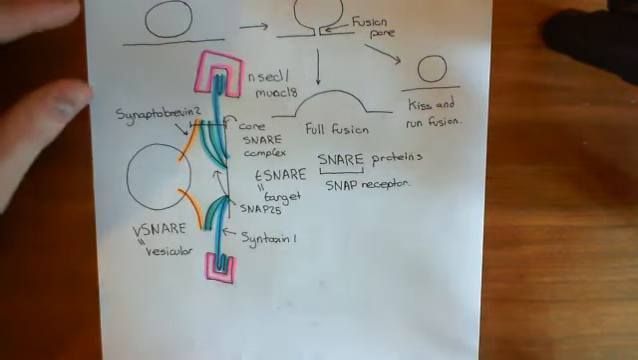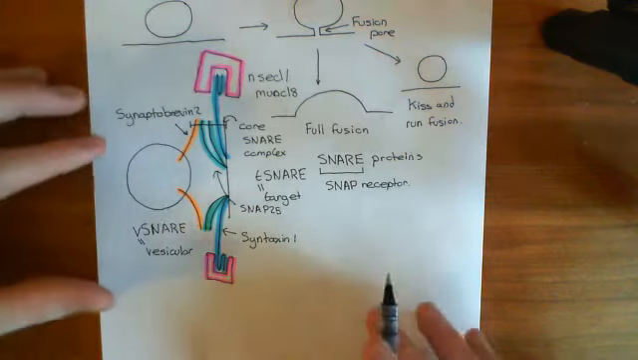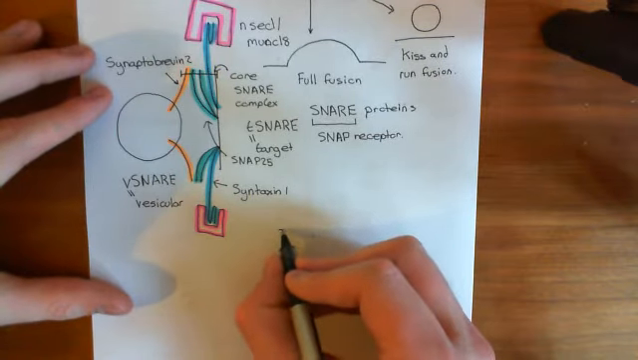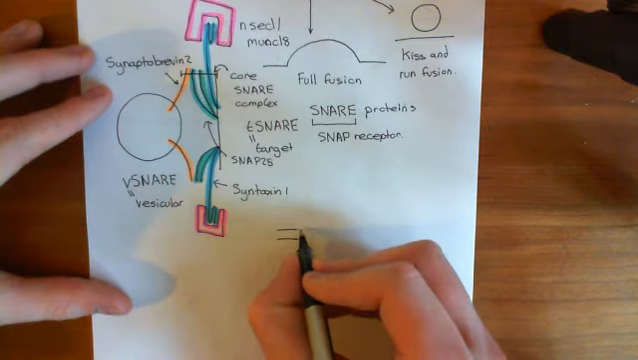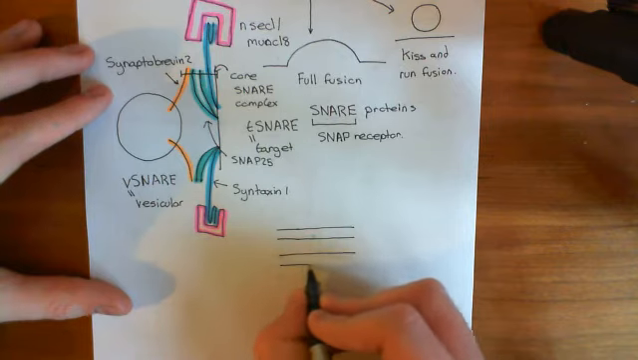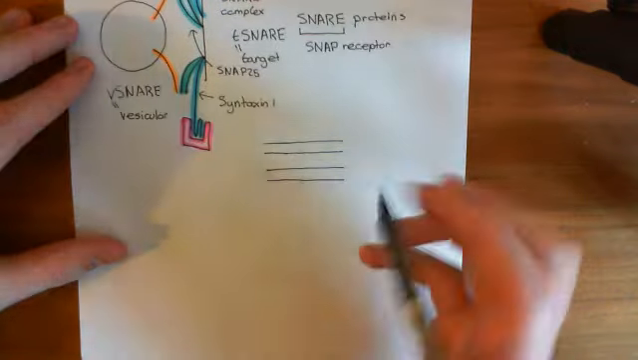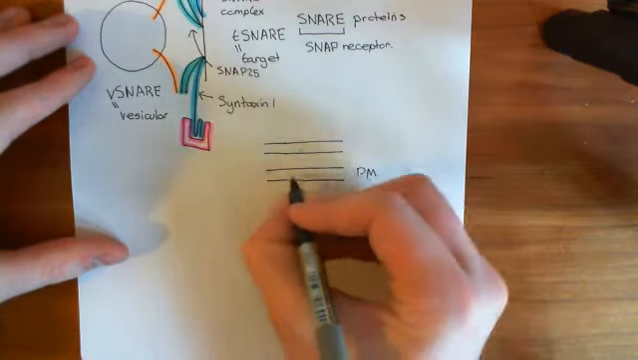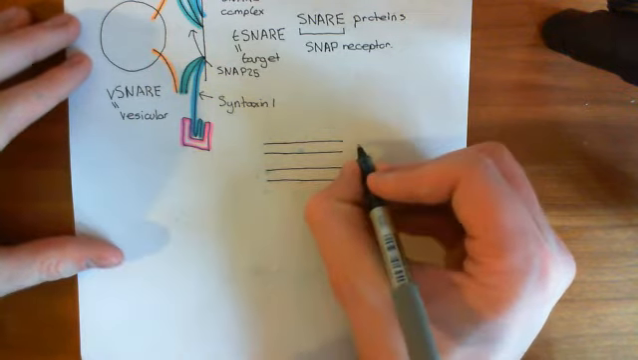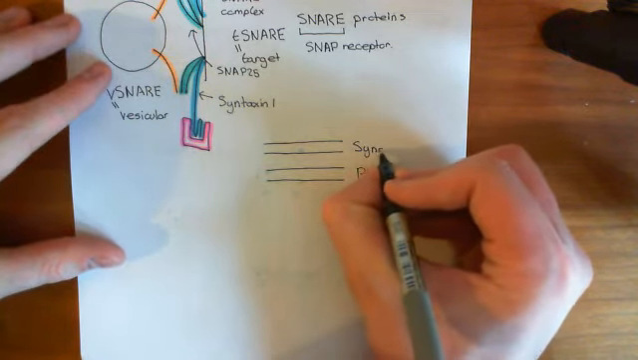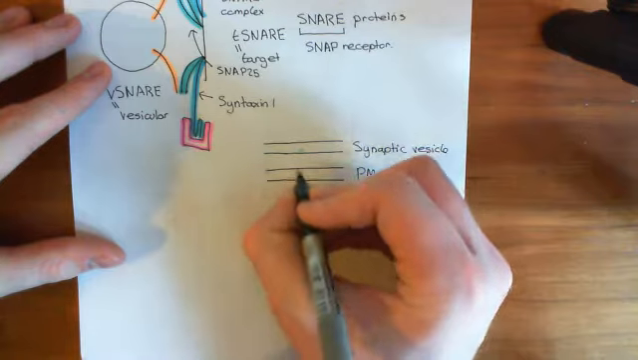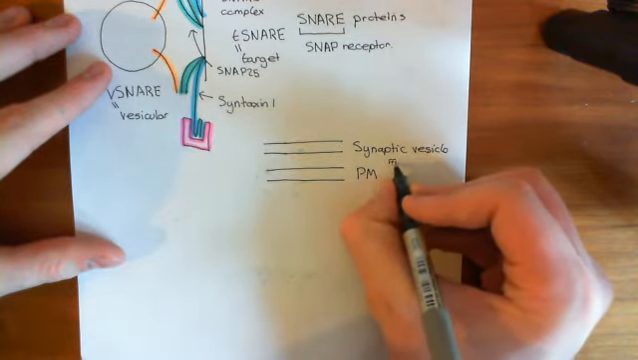Now, one of the hypotheses as to what this fusion pore is: if we draw the two membranes here, I'm going to draw them as phospholipid bilayers. So here is the phospholipid bilayer of the synaptic vesicle, okay? Here is the phospholipid bilayer of the plasma membrane, okay? So this is the plasma membrane. These two lines here represent the two phospholipid layers that make up the plasma membrane. This is the synaptic vesicle membrane. Right, so we now somehow need to form a little pore between these membranes.